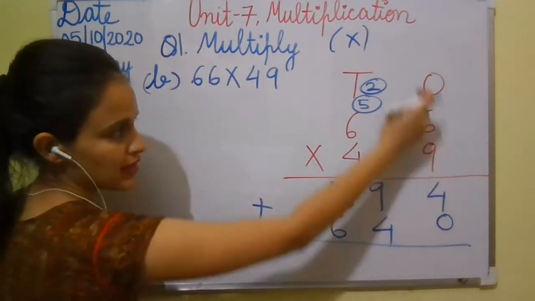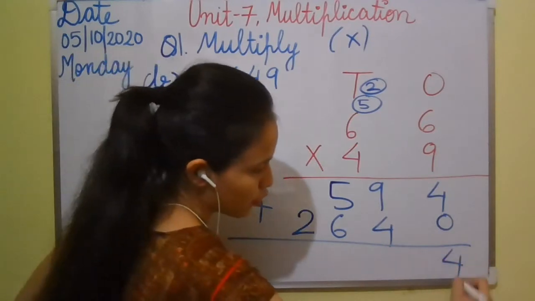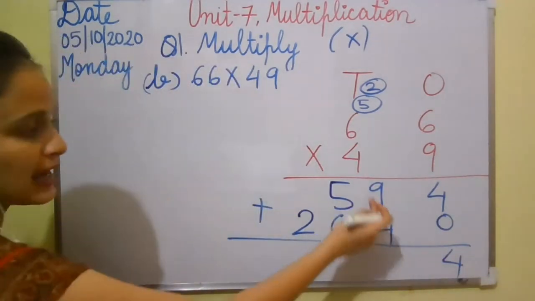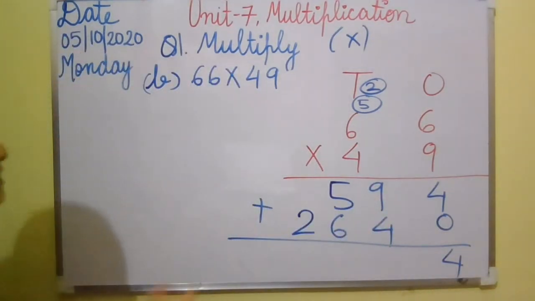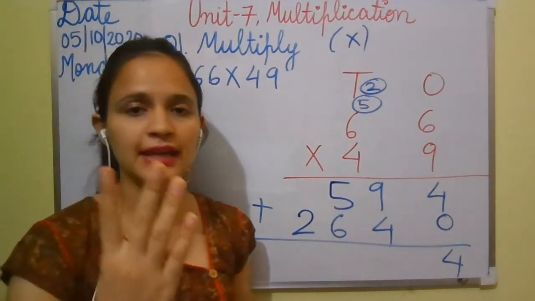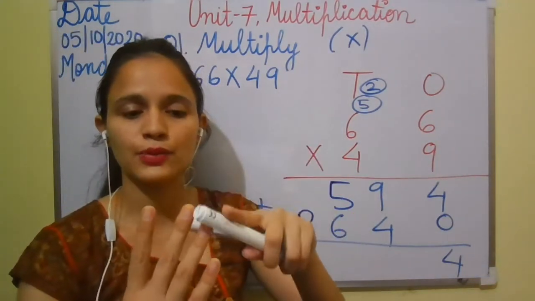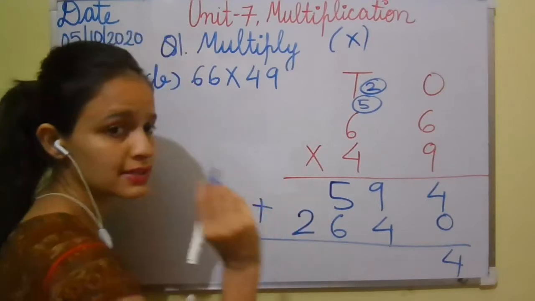4 plus 0, we will solve from 1. 4 plus 0, the answer will be 4 as 0 means nothing. 9 plus 4, okay, so 9 is the greater number. We will take out 4 fingers and count after 9: 10, 11, 12, 13. So 9 plus 4 is 13.